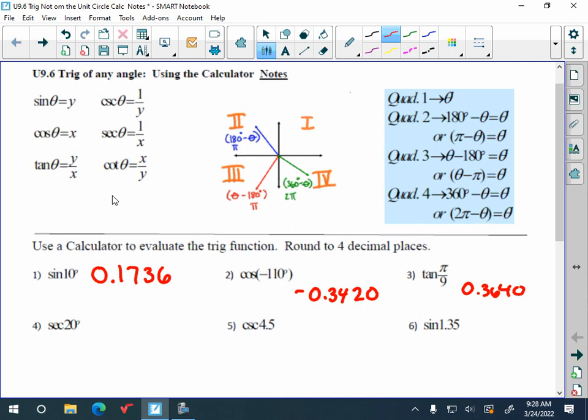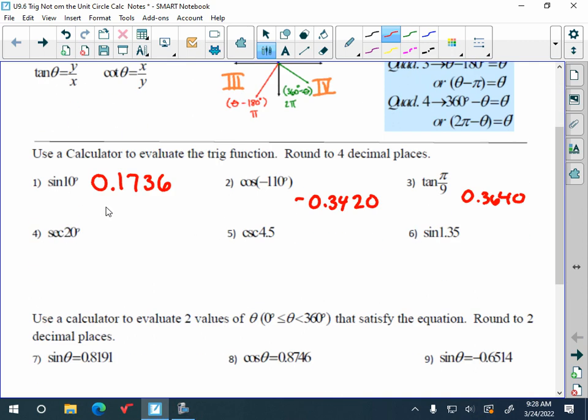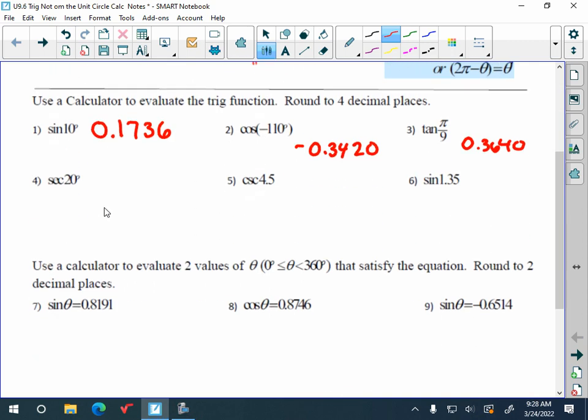Number 4, degree. Do you see the little degree symbol? Should be on your calculator. All right, so secant 20 degrees is 1 divided by the cosine of 20 degrees. So now we can put that in our calculator. So again, make sure you're in degree mode. All right, so 1.0642.